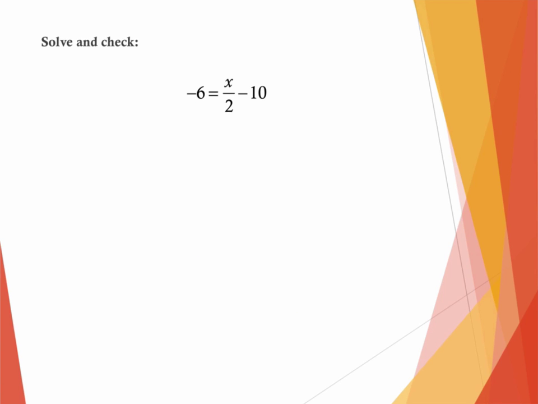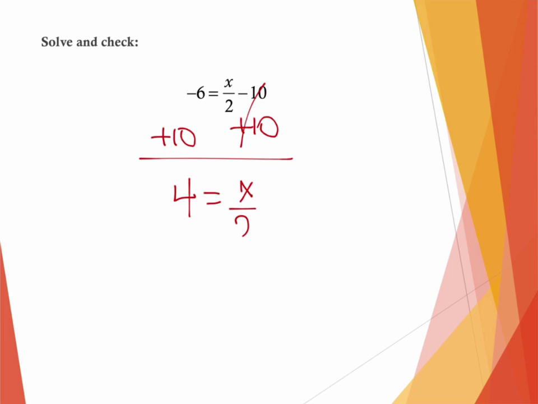Our last example here, similar to the previous one, except now I have a fraction in its own term. So I have negative 6 is equal to x over 2 minus 10. So again, we could start by either adding the 10 over to both sides and then multiplying by the 2, or you can multiply by the 2 first. I think most of us are more familiar with starting by adding the 10. So I have a positive 4 is equal to x over 2, and just like before, multiply by the 2. 8 is equal to x.